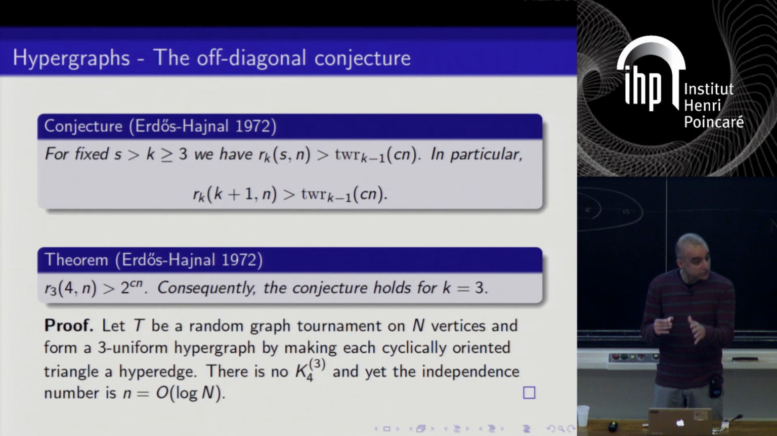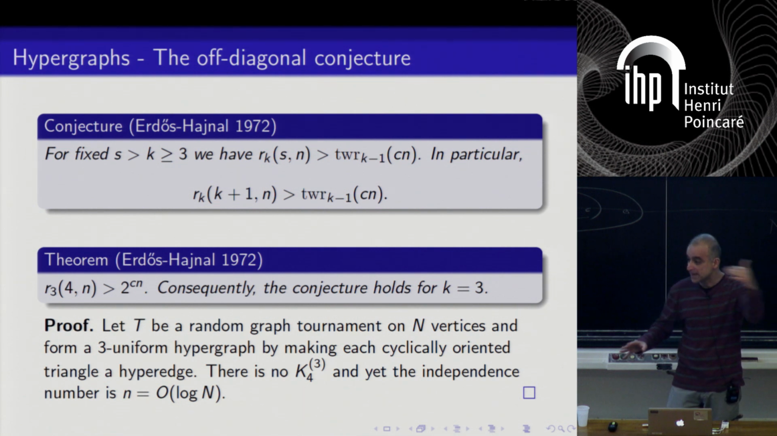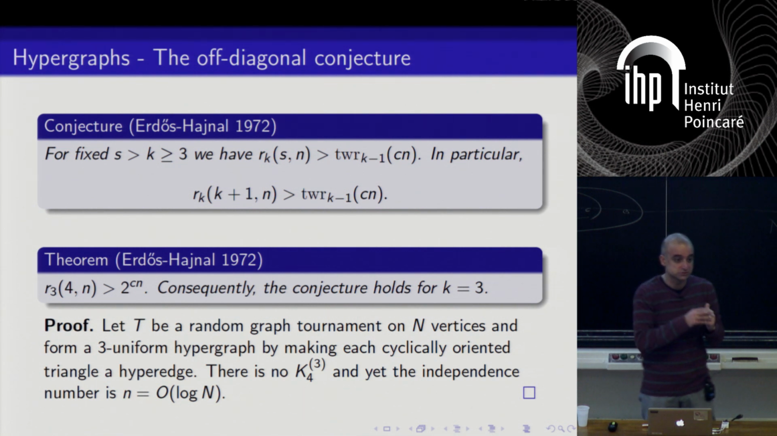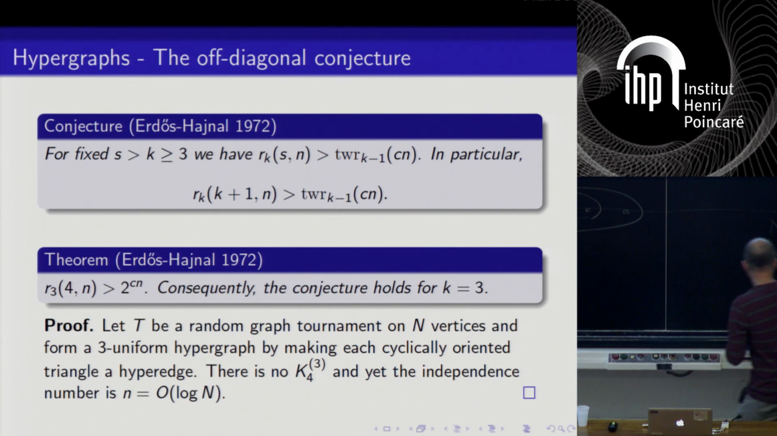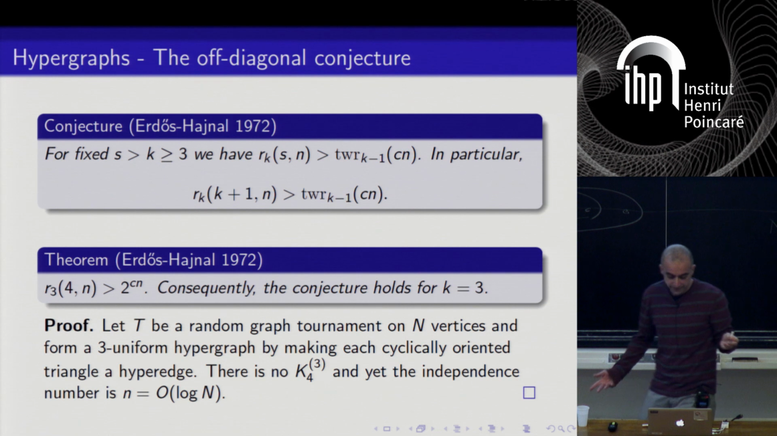The way you make such a construction is you start with a random tournament. So you take n points and you order the n choose 2 pairs, either i points to j or j points to i, with a coin flip independently. And then here are your n points, and you have to make a red-blue coloring, or just red triples. What you do is if 3 points form a cyclic triangle in the random tournament, you make that into a red edge. And if not, it's blue or it's not there.